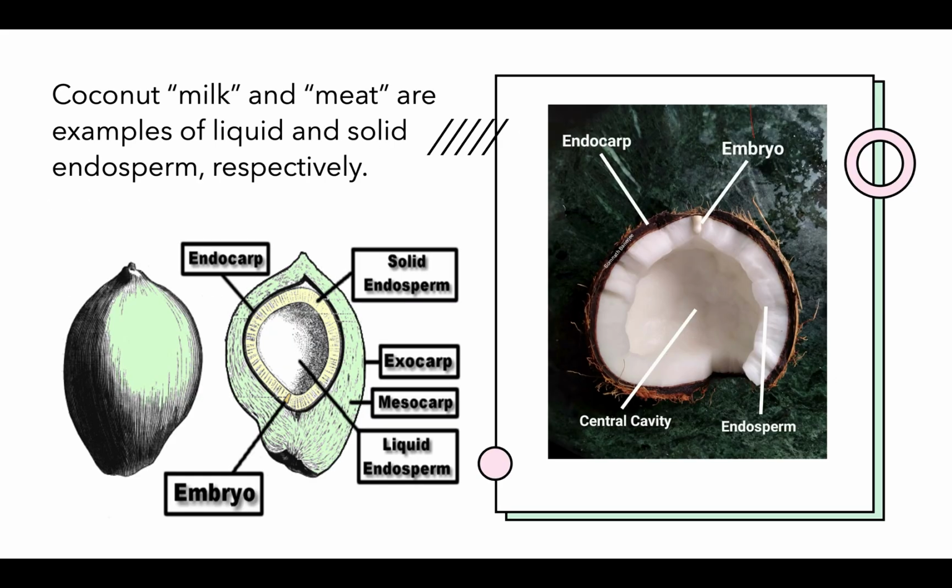Take the coconut as an example. The coconut milk and meat are examples of liquid and solid endosperm respectively. In the early development of a young coconut fruit, the endosperm nuclei divide and increase in number. At this time, the endosperm of the coconut is in liquid consistency because the nuclei that make up the endosperm do not yet have partitions brought by the cell walls. As the coconut ripens, the liquid endosperm begins to form walls around individual nuclei, causing it to harden and become solid.